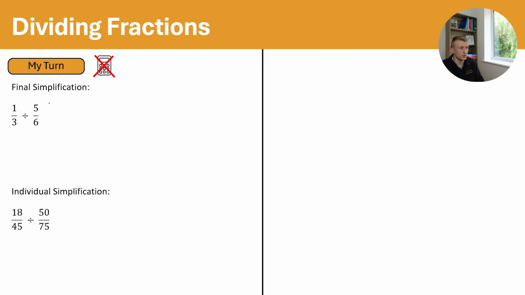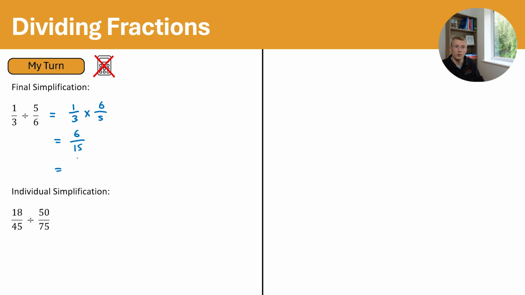In our next two examples, we're going to look at where we have to simplify our fractions, either at the end after we've done the calculation, or at the beginning before we do it. Let's have a look at this one. 1/3 divided by 5/6. Well, I can say that this is equal to 1/3 multiplied by the reciprocal of 5/6, which is 6/5. 1 multiplied by 6 is 6, and 3 multiplied by 5 is 15.